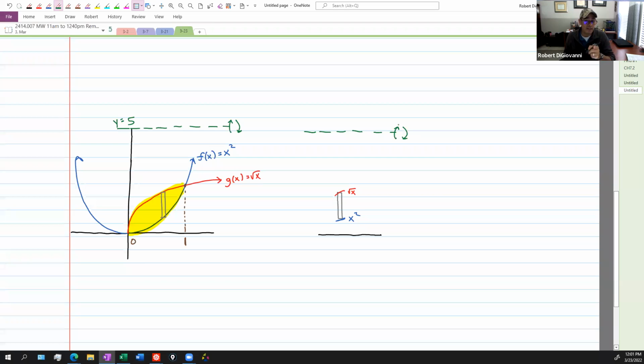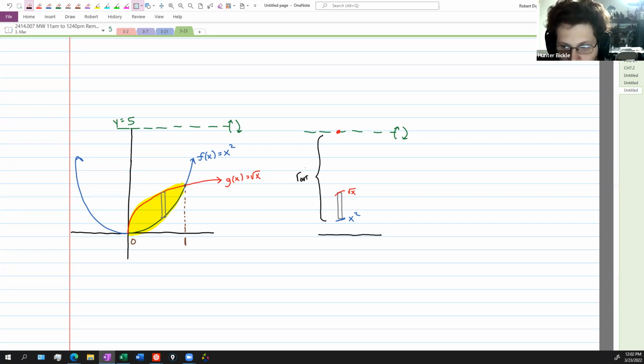R out is the distance from the axis of rotation to the outer edge of the rectangle. Remember I said this is your head, you're standing there and looking out at that rectangle. You would see the blue is the outer edge, so you're looking at this distance from here to here as your R out. What is it? It'd be 5 minus x squared.